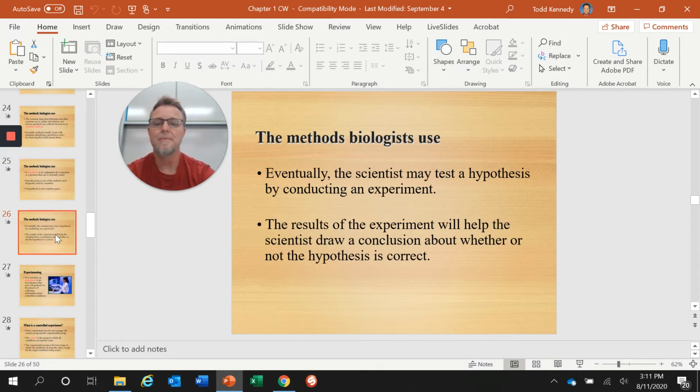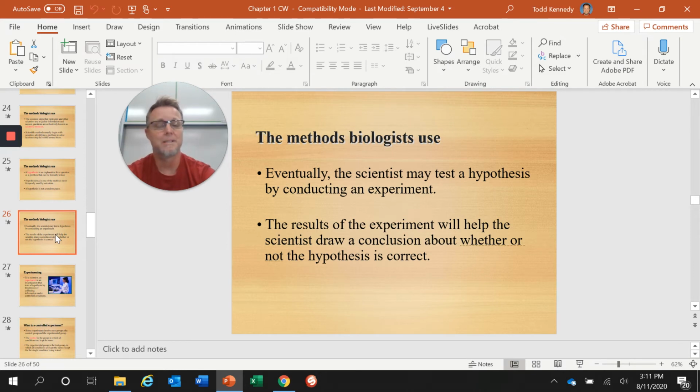Once you have a hypothesis, the next step would be to conduct an experiment. Experimentation is the process of testing your educated guess. Now keep in mind that an experiment does not prove anything. It is a test to help us draw a conclusion of whether or not a hypothesis is correct.